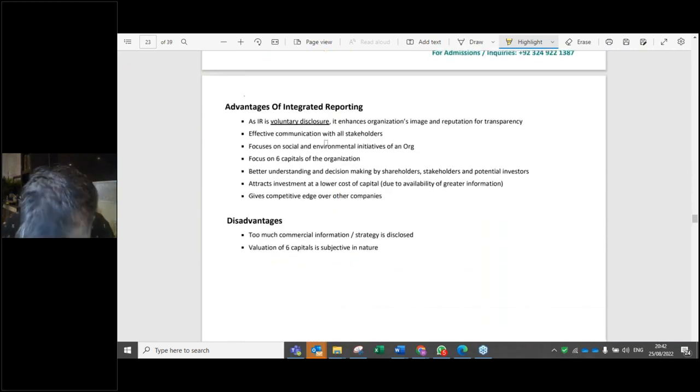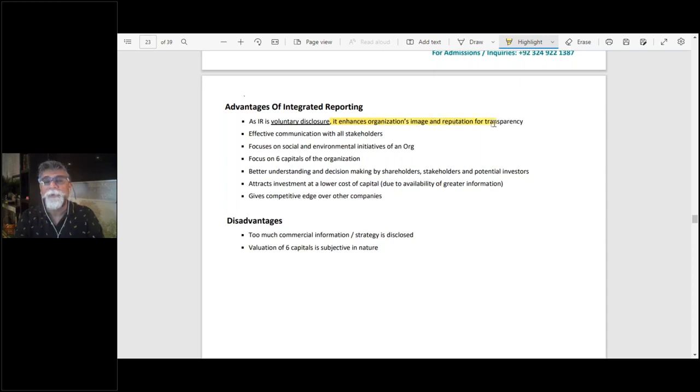Now, what are the advantages of integrated reporting? Why should organizations go for integrated reporting? Number one, it's a voluntary disclosure, right? You are disclosing much more than you are legally required. So if you are giving more information on your own to all the stakeholders, it enhances the organization's image and reputation for transparency and openness. And then it's an effective communication with all stakeholders, because a financial statement or an annual report is a communication with shareholders only, but IR is a communication tool with multiple stakeholders. Remember, responsible leadership focuses on stakeholders. So IR is the right tool to communicate with multiple stakeholders.